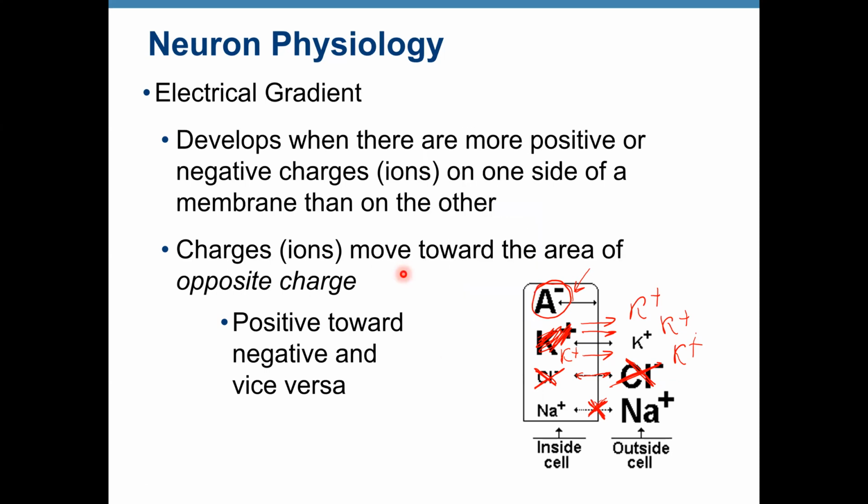I'm going to repeat this one more time, right? So electrical gradient develops when there are more positive or negative charges. So we have more positive outside and less positive inside. And ions, of course, tend to move also to the area of opposite charge. So this potassium will have a tendency to move back in because it's negative charge inside. So the movement of potassium will reach equilibrium, and this equilibrium is at minus 70 millivolts, not at 0, right?